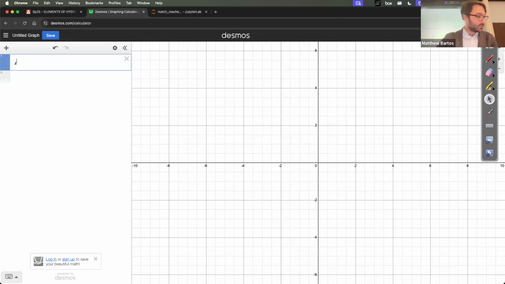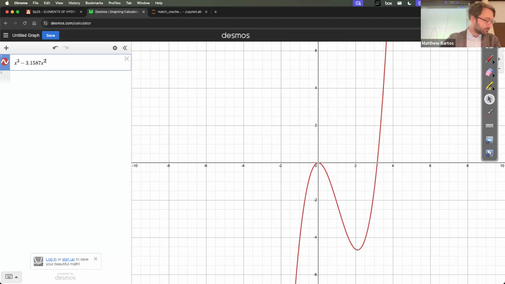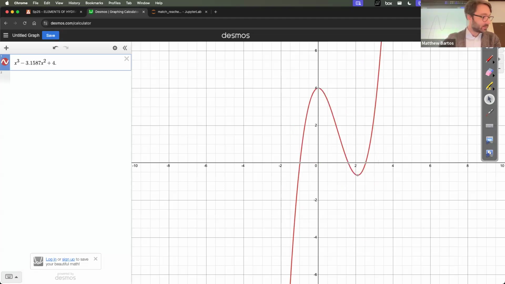So here we have x cubed minus 3.1587 times x squared plus 4.1284. And you'll see that there are 3 roots. So let's go ahead and write down these roots. One of them is negative 0.997. The other is 1.659. And the other is 2.496. So let me write those down.